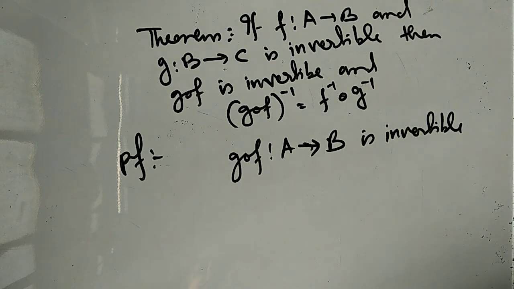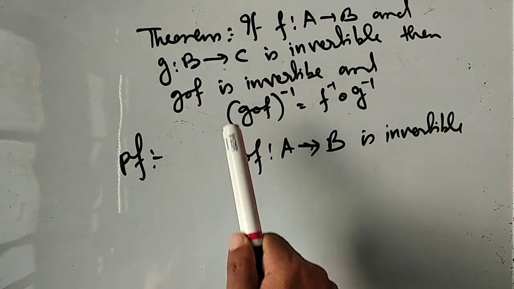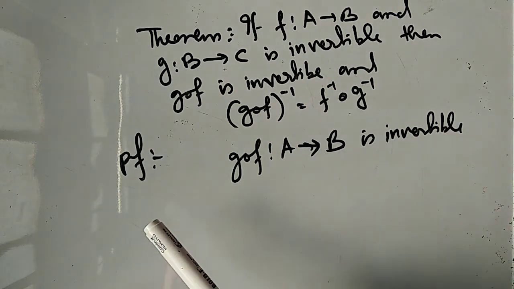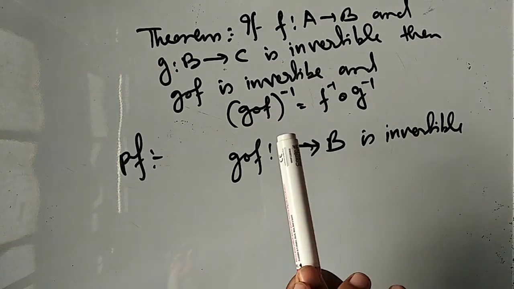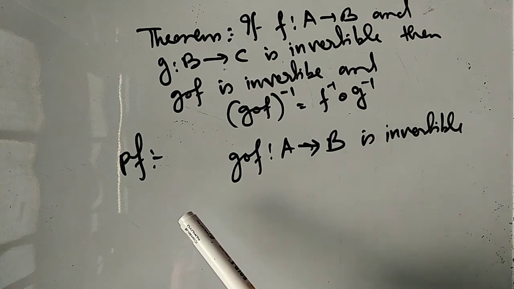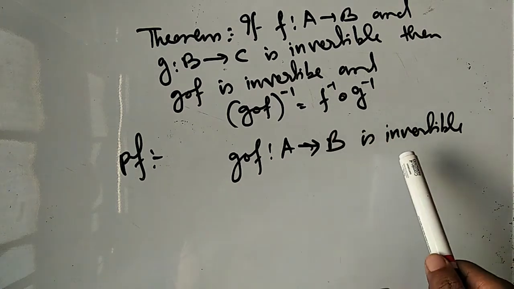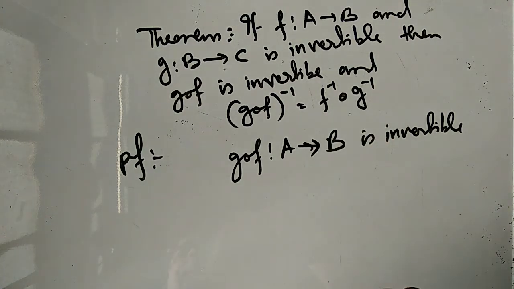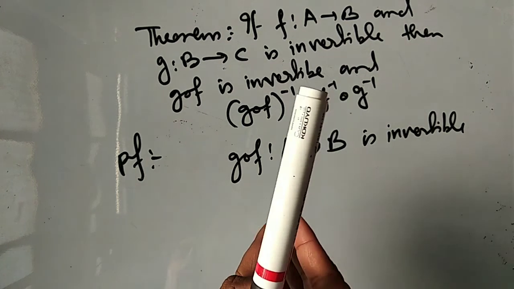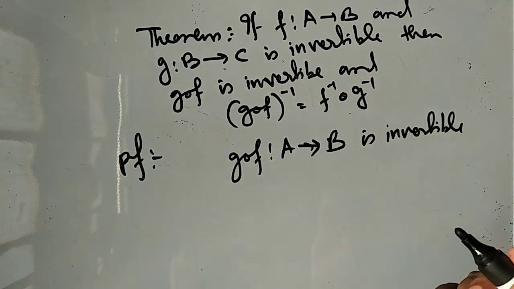So again, recap the steps. f from A to B and g from B to C are invertible. So by the last theorem, both are bijective. Now the composition of bijective maps is bijective, meaning g of f from A to C is bijective. And every bijective map is again invertible, meaning this is invertible. So simple, very simple. Those who have watched my last videos will have understood how this came about. Okay.